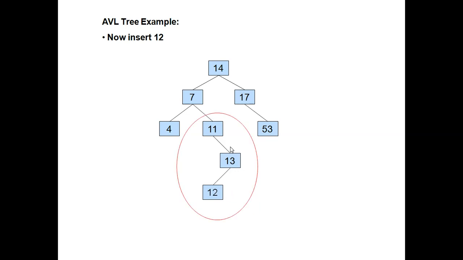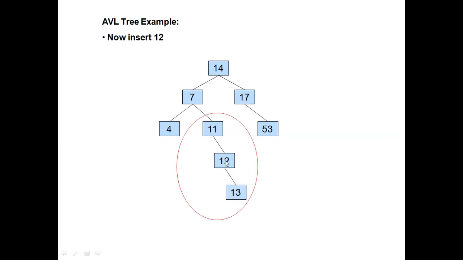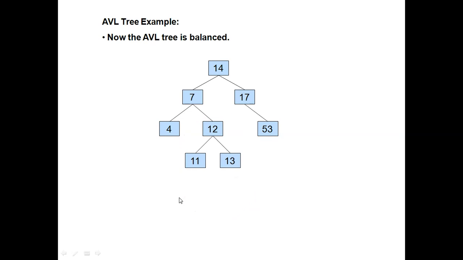So see, this is R of L. So what will we have to do? First of all, R of L. It means LL then RR. So first of all, you do LL rotation. 12 will be there, and now again RR. So this will not become 12. Let's see, RR, 12 will be there, 11 will be there. Now the tree is balanced.